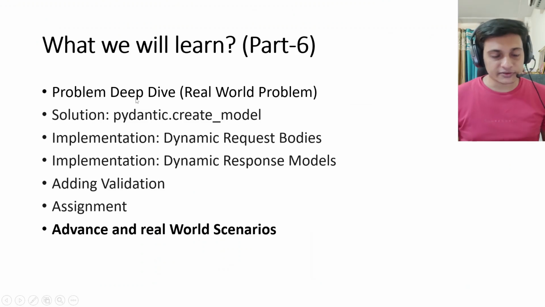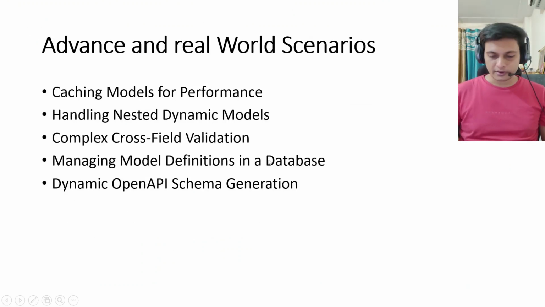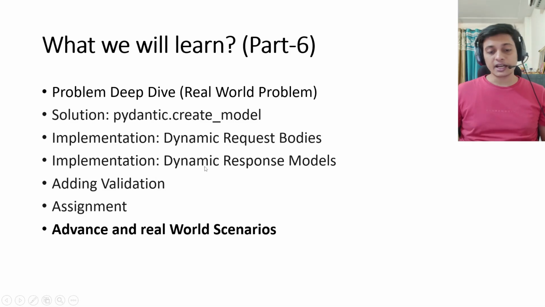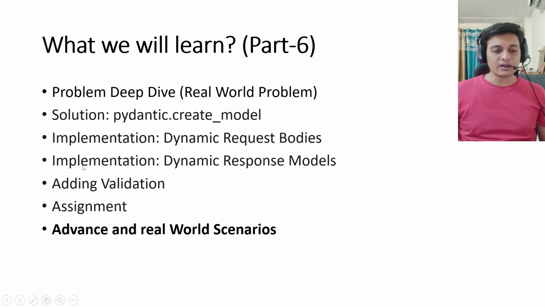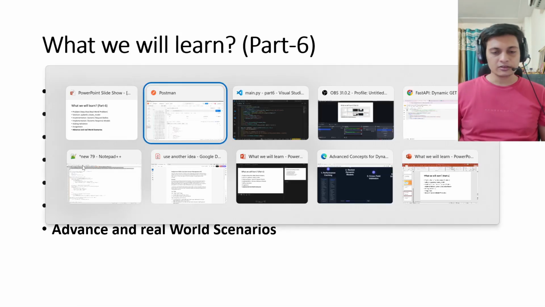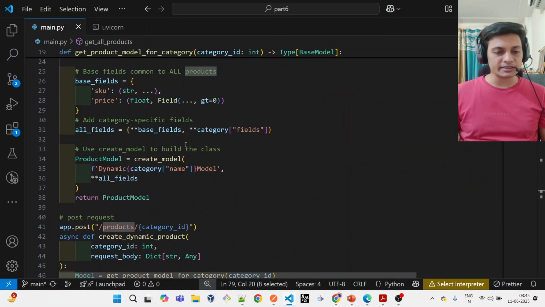So we have successfully created our dynamic response model. Now let's talk about adding validation. Why do we need it? We have created all the things dynamically, but still a few things were there which we needed to feed to our database earlier. So this is the part where we are feeding our database.